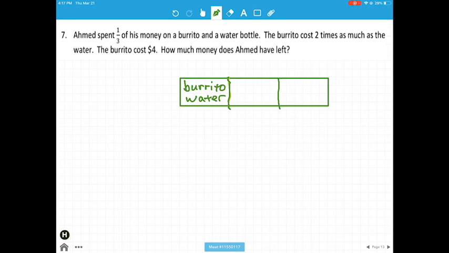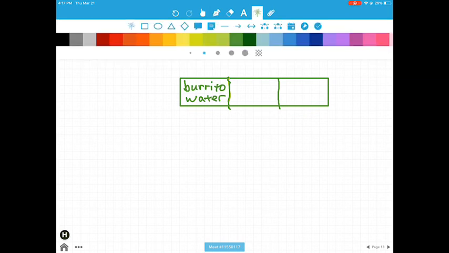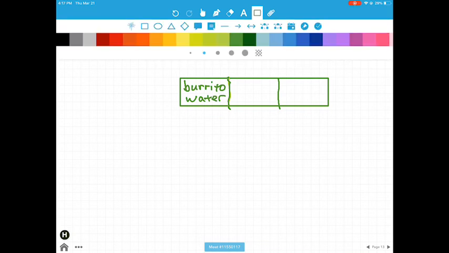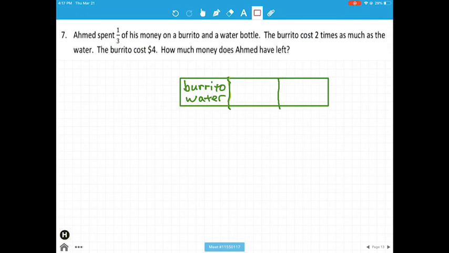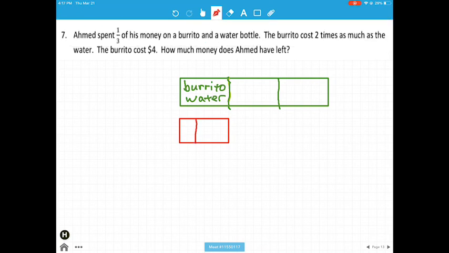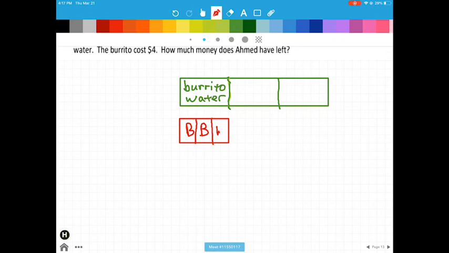The burrito costs 2 times, so we're dealing with just this section here. Because the burrito costs 2 times as much as the water, we need to show the burrito underneath and separate it from the water. So that's basically what we're doing. So if the burrito is twice as much, it means that there's 3 parts. How do I know 3 parts? Well, because the burrito would have to take up 2 parts and the water would take up the last part.